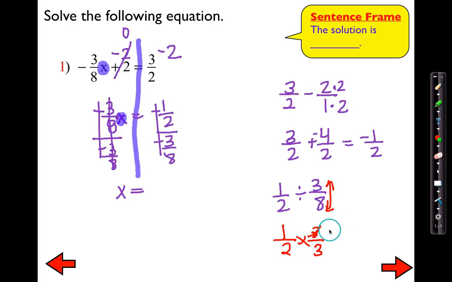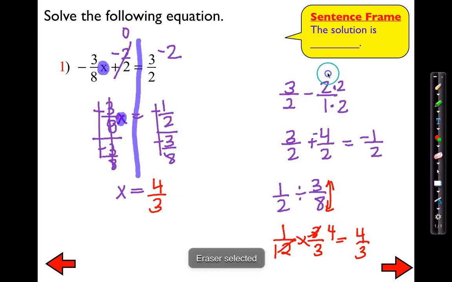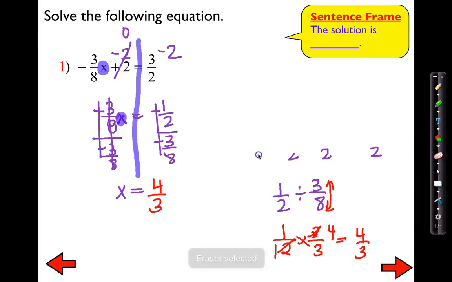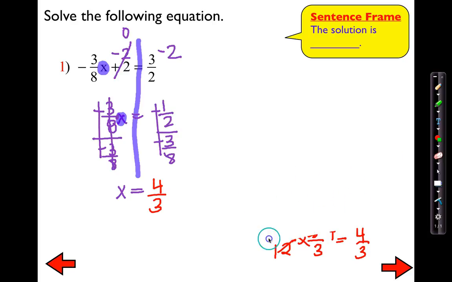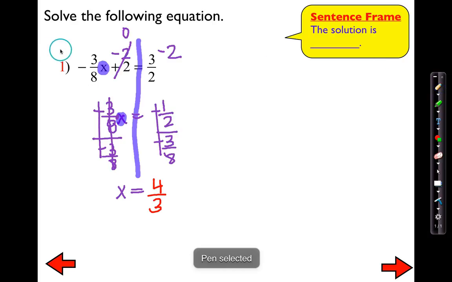8 and 2 have a 2 in common, so this becomes a 4, this becomes a 1, leaving me with just 4/3. Okay, so here is my answer. However, I'm not done yet because I still need to check my work and make sure that this answer is what's going to create a true statement for my equation here.